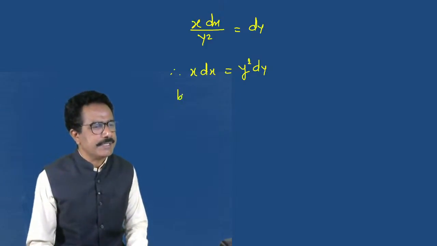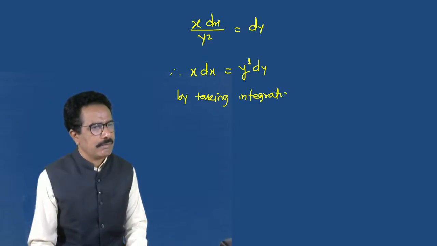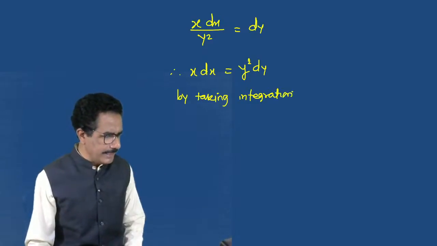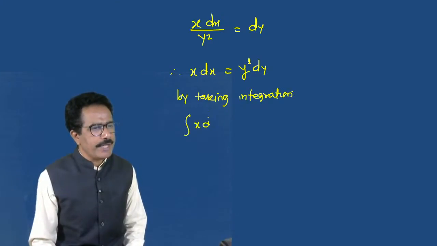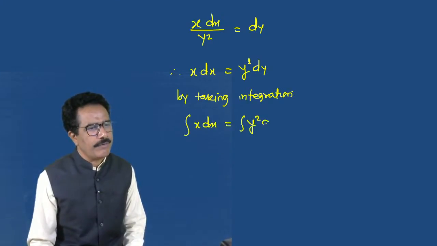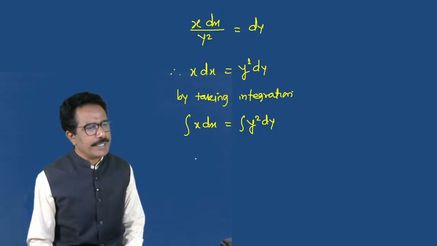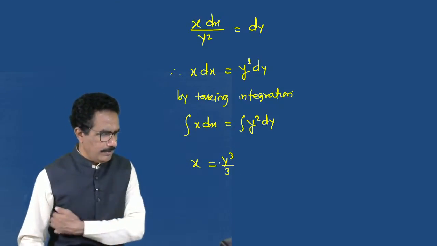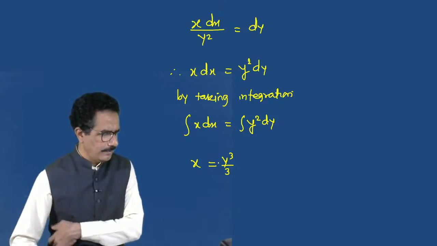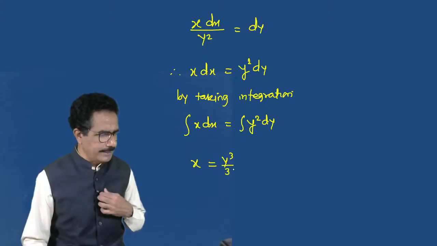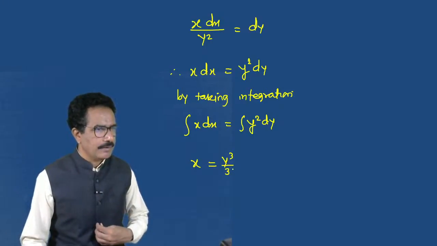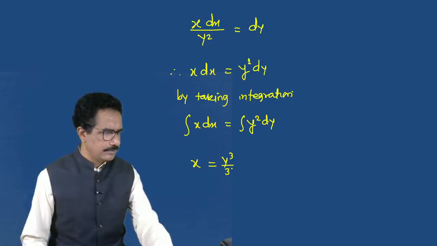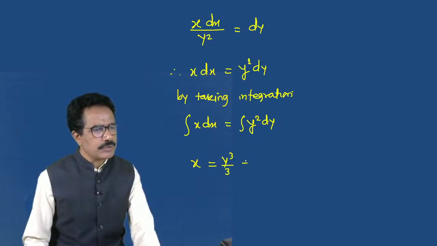By taking integration, we can write integration of x dx is equal to integration of y square dy. So we can write x is equal to y cube by 3. Is that right? See, x is equal to y cube by 3, plus c.